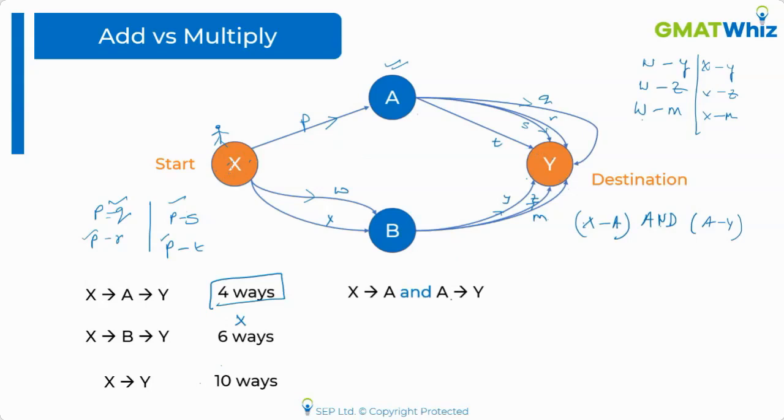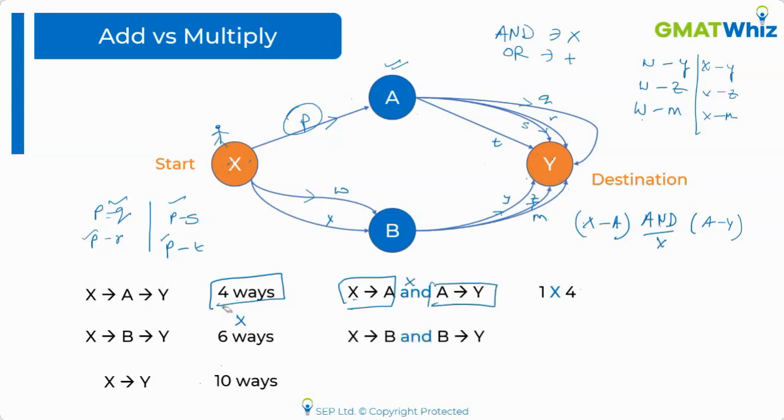Now, notice that to go from x to a, there's only one way, right? And if you want to go from a to y, there are 4 ways. This "and" signifies multiplication. So in permutation and combination, just remember: "and" is multiplication, "or" is addition. So here I can say this is one way multiplied by 4 ways. This gives me directly 4. So I don't need to manually count the way I did it here.